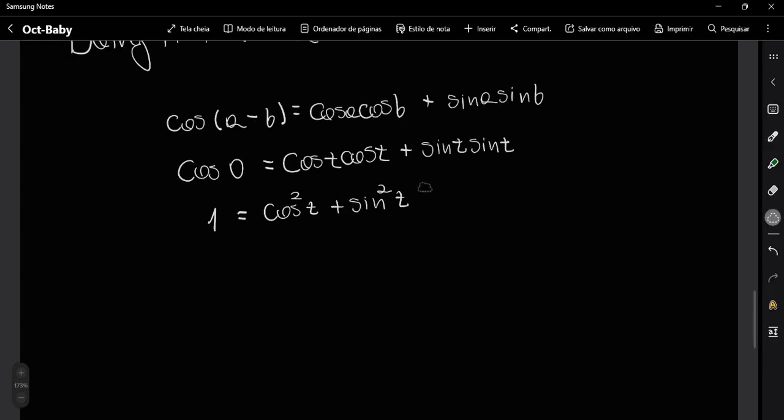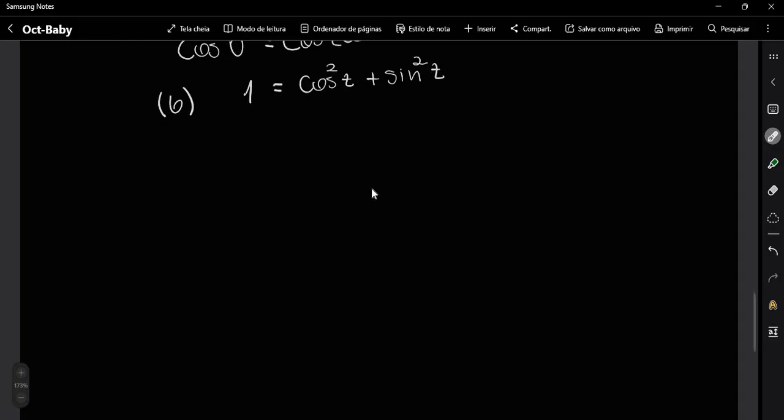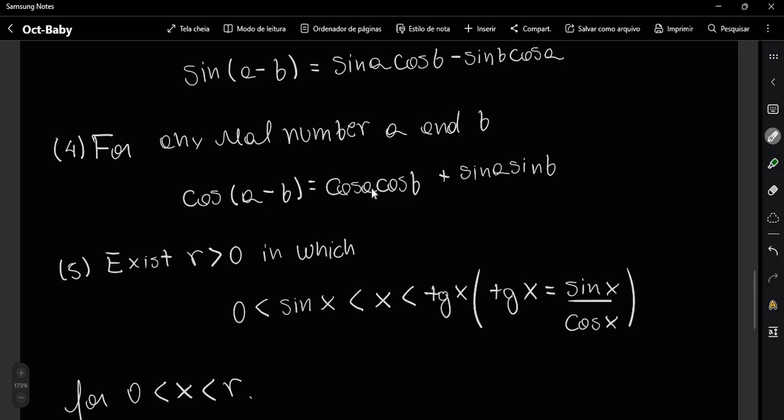So this is the trigonometric identity that we know very well as well. And this is the property number 6. Okay, and right here, forgive me about this, is cosine of A times cosine of B. So cosine of A minus B is equal to cosine of A times cosine of B plus sine of A times sine of B. Okay.